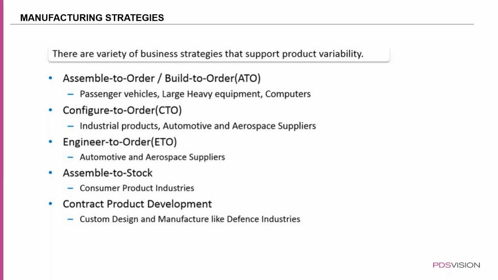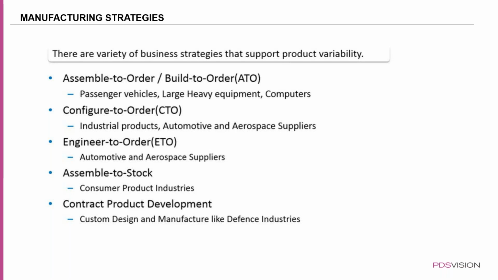And there are other ones like engineer to order. Normally in the automotive or aerospace industry they will do that. They get the requirements from the customer, start by engineering that requirement, getting the engineering side of it, and then manufacture that.